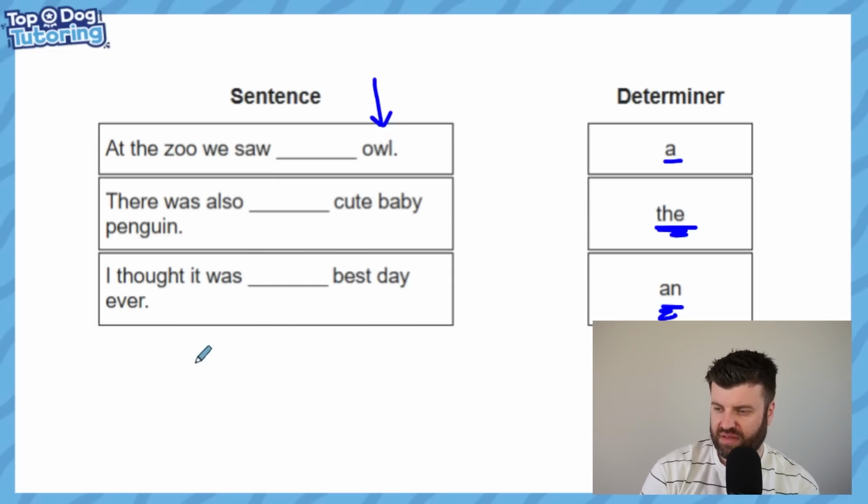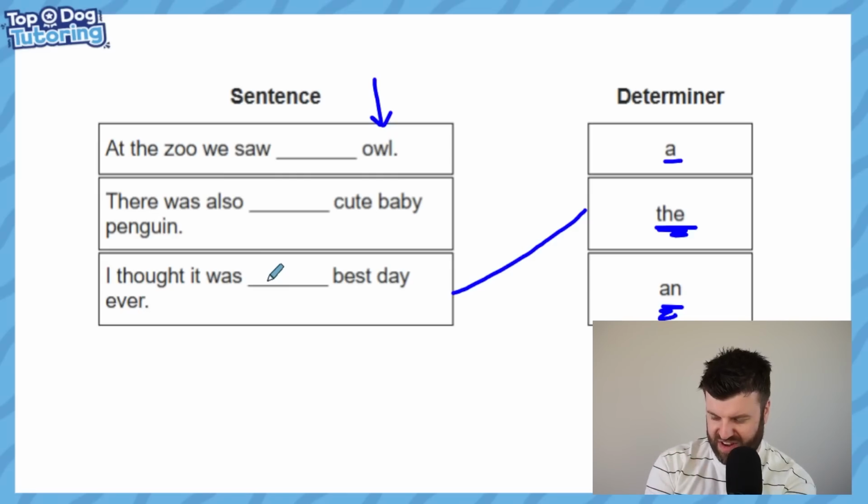Okay, so for the first few, you could say we saw the owl, but you could also say we saw an owl. For the next one, you could say a cute baby penguin, or you could say the cute baby penguin. We don't know, but here's what we do know. The must go to this bottom one. I thought it was a best day ever. No, we can't have more than one best day ever. It's very specific. So this must be the.